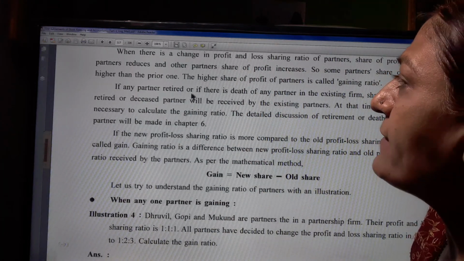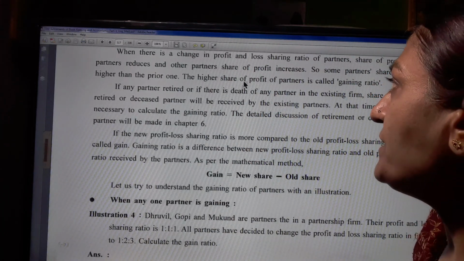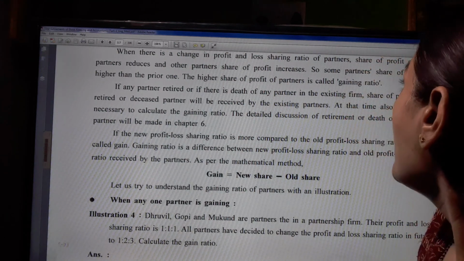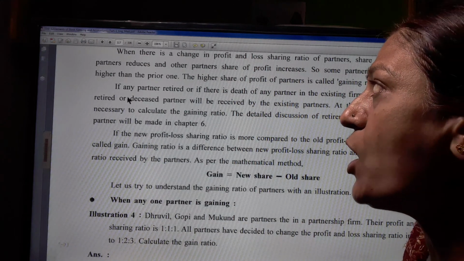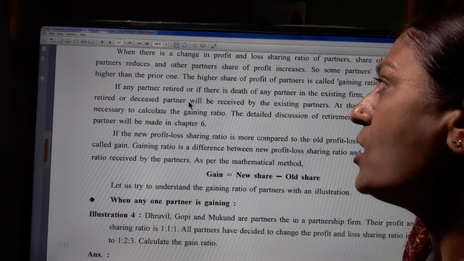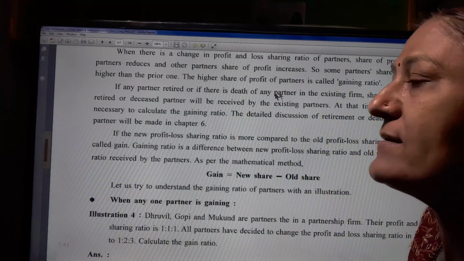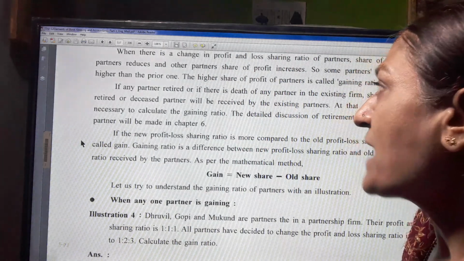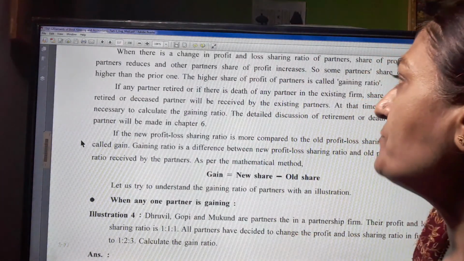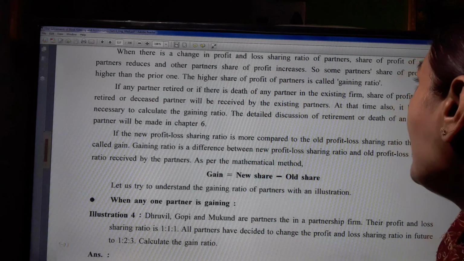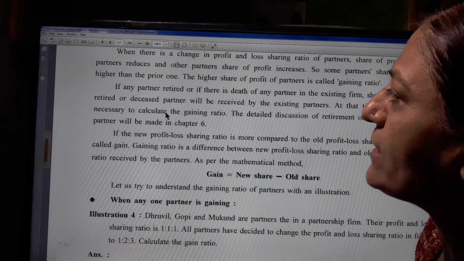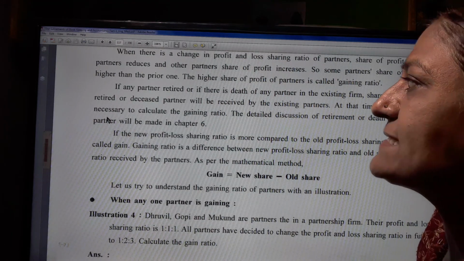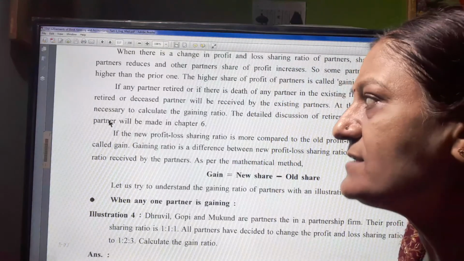If any partner retires or there is a death of any partner in the existing firm, the share of profit of the retired or deceased partner will be received by the existing partners. If any partner retires or dies, the existing partners receive the gain of this portion. At that time also it becomes necessary to calculate the gaining ratio. The detailed discussion of retirement or death of an existing partner will be made in chapter number 6.